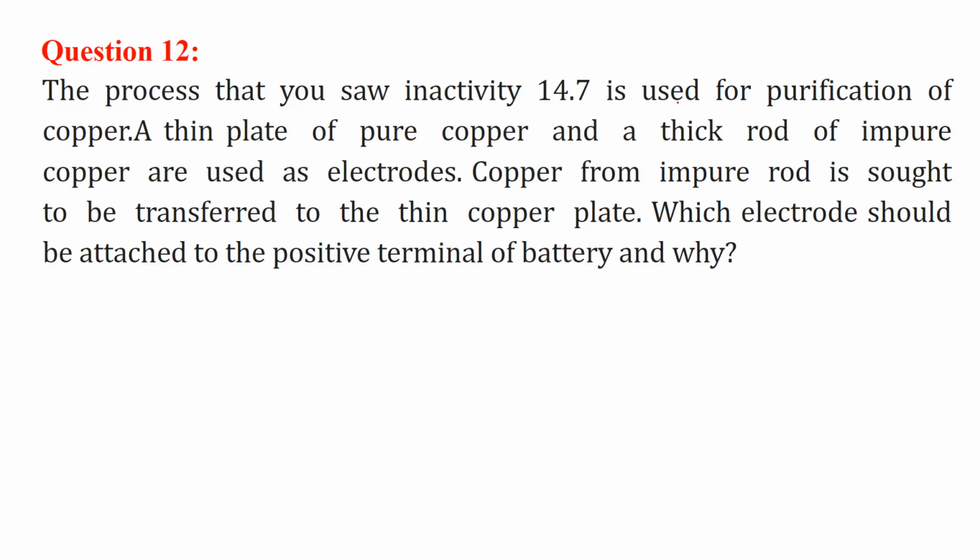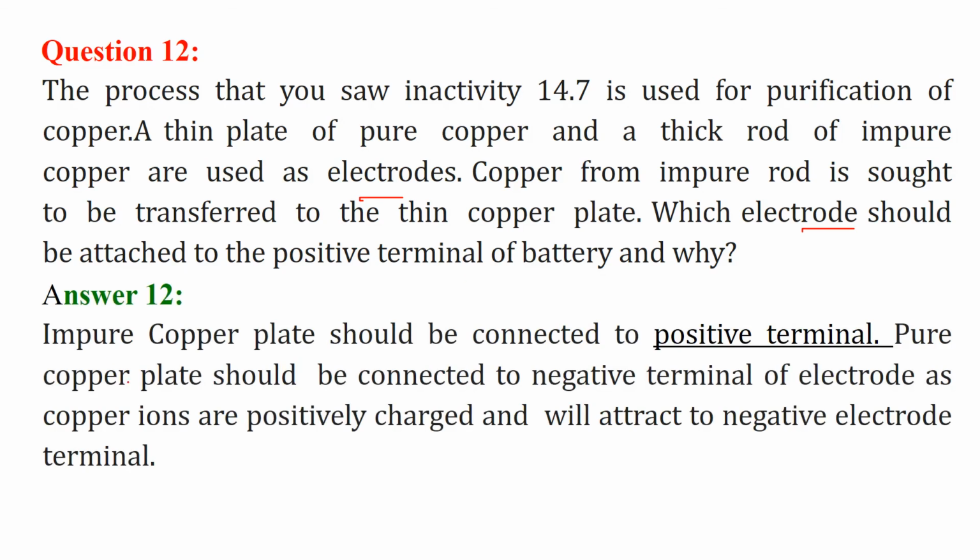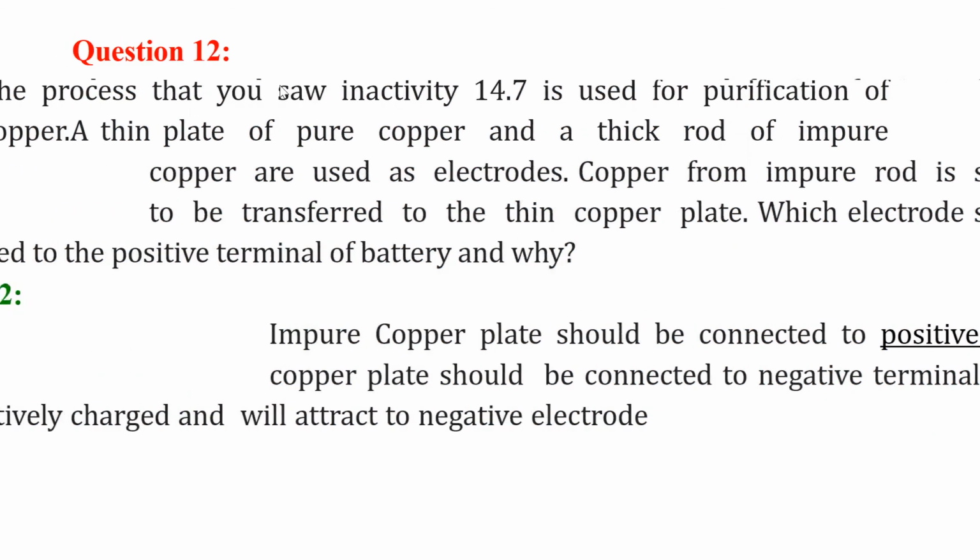The process that we saw is used for purification of copper. A thin plate of pure copper and a thick rod of impure copper are used as electrodes. Now, copper from the impure rod is sought to be transferred to the thin copper plate. Which electrode should be attached to the positive terminal of the battery and why? The answer would be the impure copper plate should be connected to the positive terminal. The pure copper plate should be connected to the negative terminal, because the copper ions are positively charged. So Cu is positively charged, and this will always be attracted to the negative electrode terminal. So this is all about this chapter.